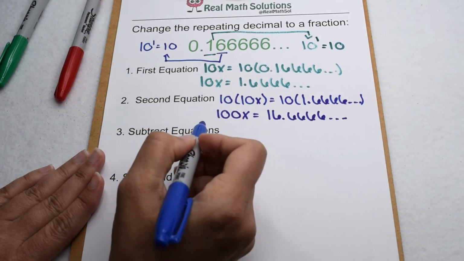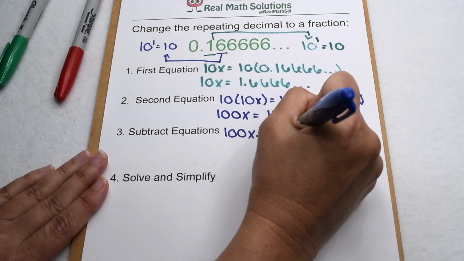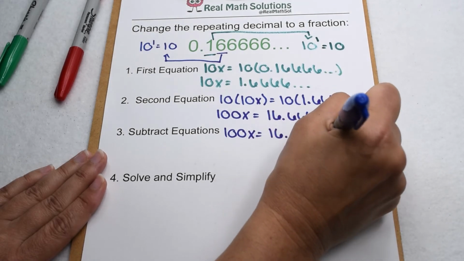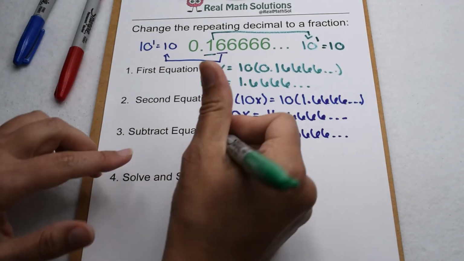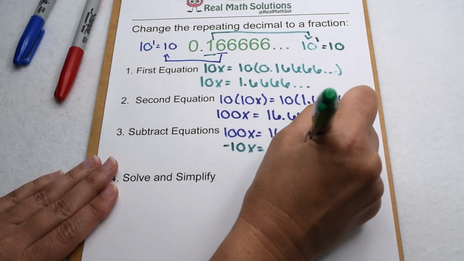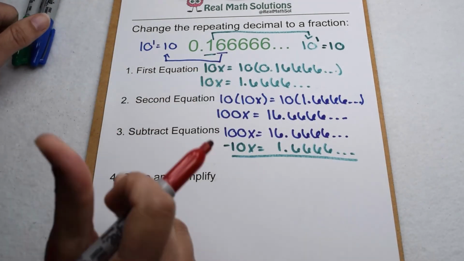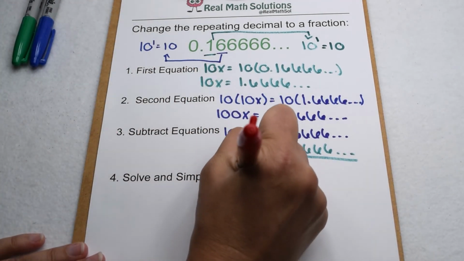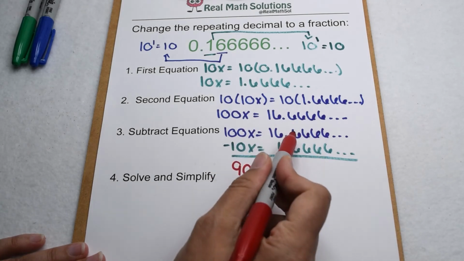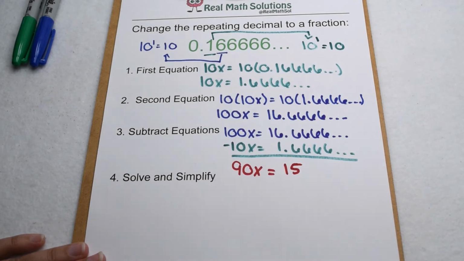Now we can subtract our two equations. So we're going to start with our larger equation, 100x equals 16 with the 6 repeating, and from that, we're going to subtract our first equation of 10x equals 1.6 repeating. When we subtract those two, 100x minus 10x is going to leave me with 90x. 16.6 repeating minus 1.6 repeating is going to leave me with 15.